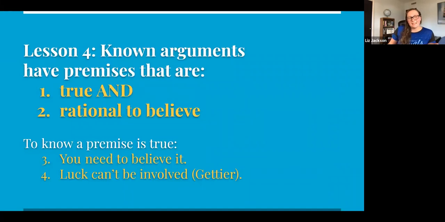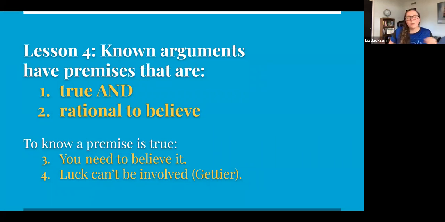So this brings us to lesson 4, which is that known arguments, like I just said, have premises that are both true and rational to believe. Note that this isn't all you need to know a premise. To know a premise is true, you also need to believe it. And then there's this more complicated 4th condition, which is kind of roughly like the idea that luck can't be involved. In that video about knowledge that I talked about, if you're interested in that, you can look at that. But it's really hard to spell out exactly what that 4th condition is.